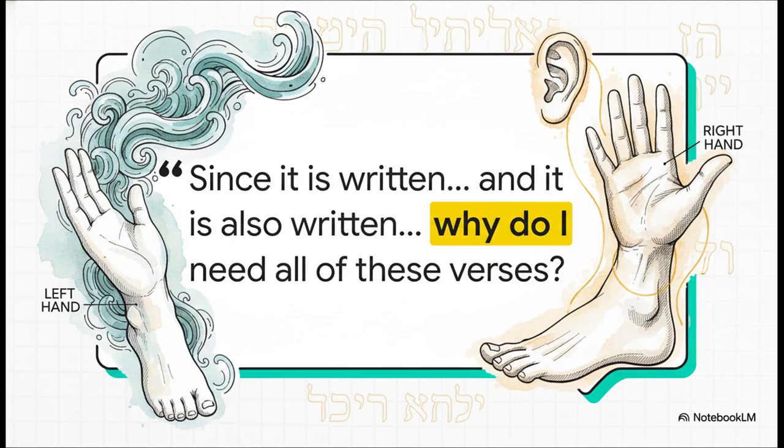Okay, so Rava's genius is this. At first, he completely ignores the left-hand part and looks at other words in that same passage. He notices the text also specifies the right hand, the right foot, and the right ear. Now, this seems totally redundant. I mean, other verses already establish that these rituals happen on the right side. So he asks the absolute killer question: why are these extra words even here?